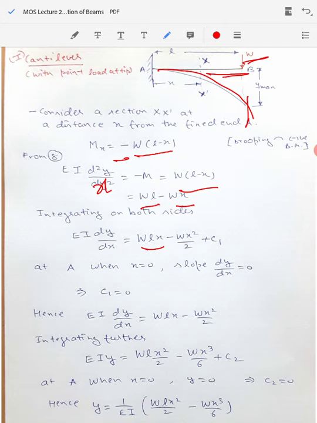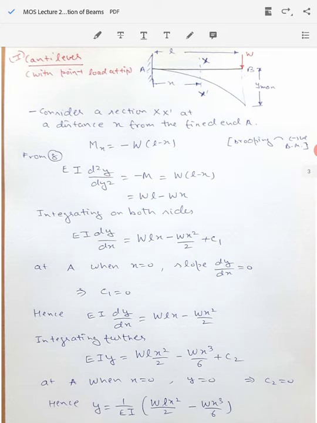Now at point A, which is the fixed end of the beam, we know that x is equal to 0 here, and because the end is fixed, there will be no slope of the beam at this point, so dy by dx will also be 0. In the case of a cantilever beam, at the fixed end the slope is always 0. So if we substitute x equal to 0 and dy by dx equal to 0 in the above equation, this gives us C1 equal to 0. So finally we get the equation as EI dy by dx equal to WLx minus Wx square by 2.